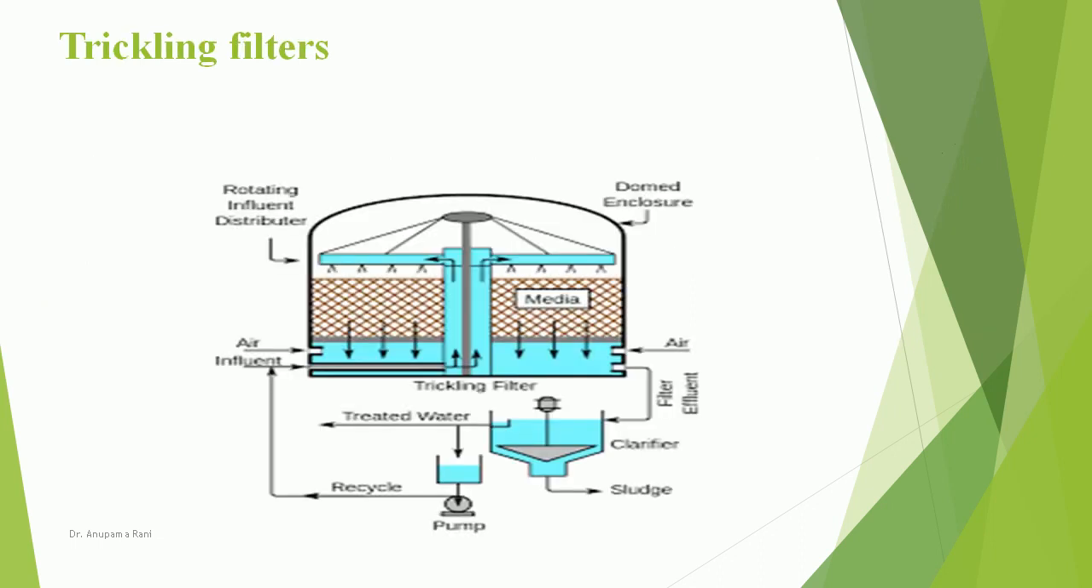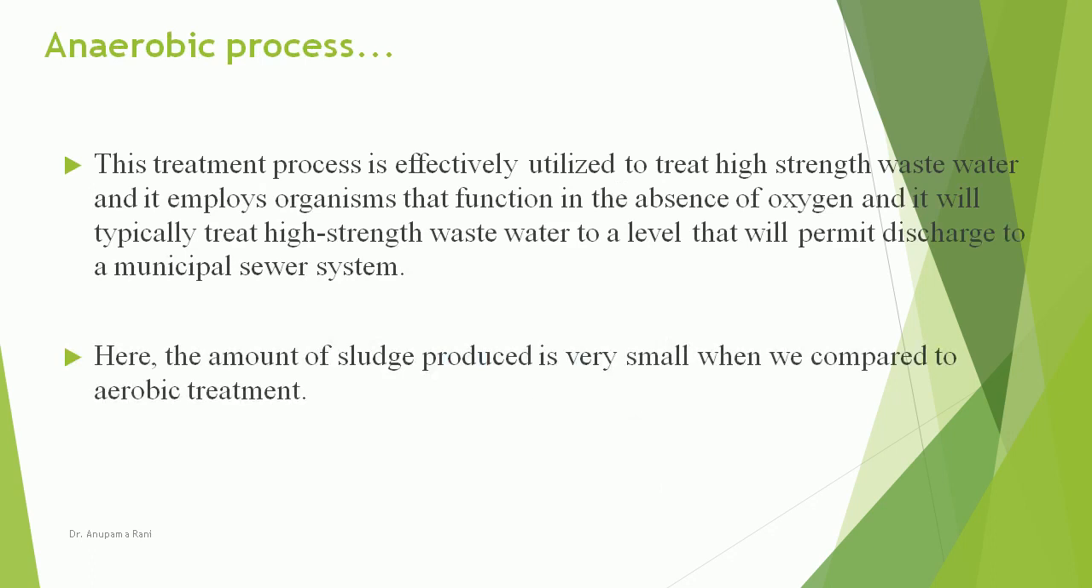This is a pictorial representation of a trickling filter. Here you see the rotating effluent distributor that sprinkles the water through the bed made up of some media. The air is passed through the bottom of the chamber and effluent is collected after it passes through the aerobic bed. Now coming to the anaerobic treatment process.